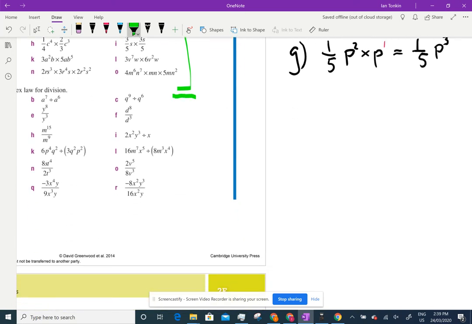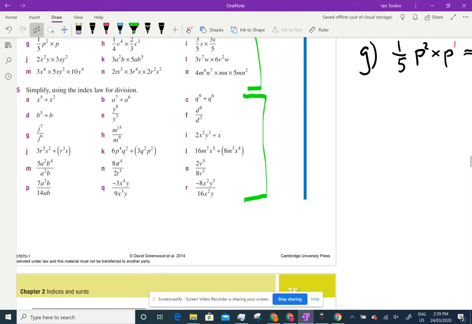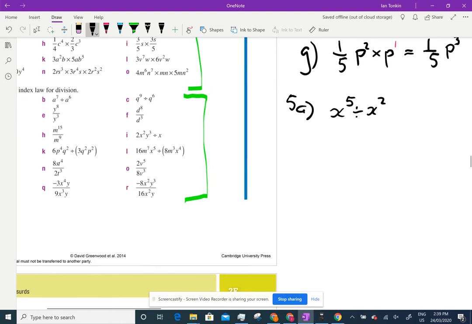So here, let's have a look at division. What have we got here? Again, I'm going to do the first column. So I've got 5A. What have I got? I've got division. Now remember, I can just subtract the powers when they've got the same base. So 5 minus 2, I get x cubed.